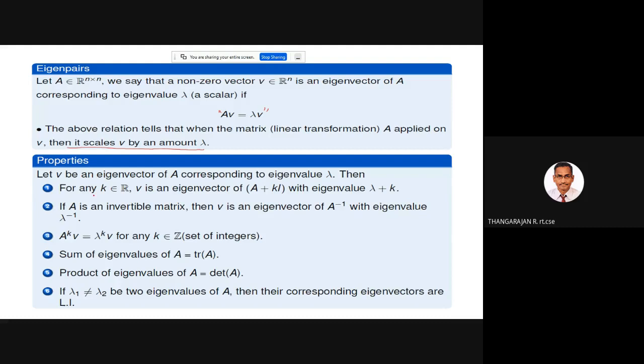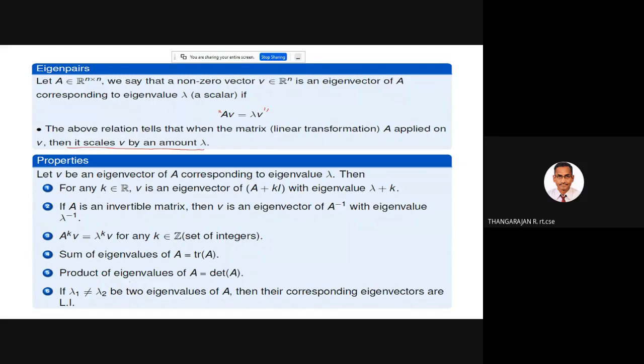Generally, there are many other things. Suppose I have a matrix for which there are two eigenvalues, and the values are not equal. Then we say the corresponding eigenvectors are orthogonal, linearly independent. Only when the eigenvectors are linearly independent will the corresponding eigenvalues not be the same. Suppose two eigenvalues are the same, then we get two vectors that are linearly dependent.